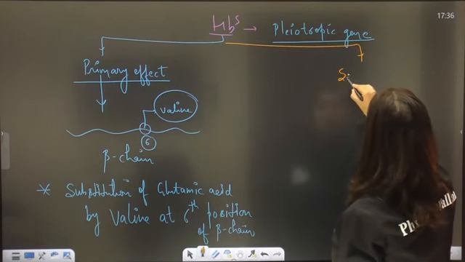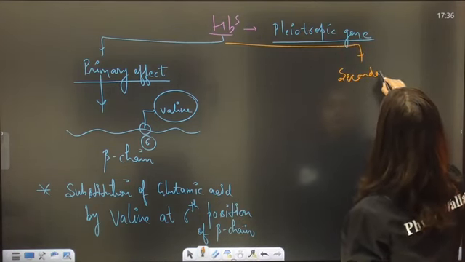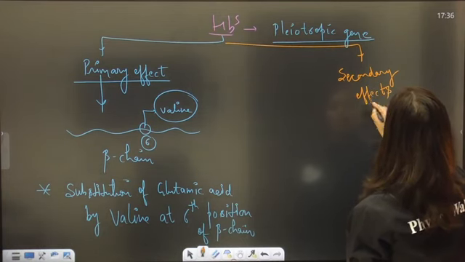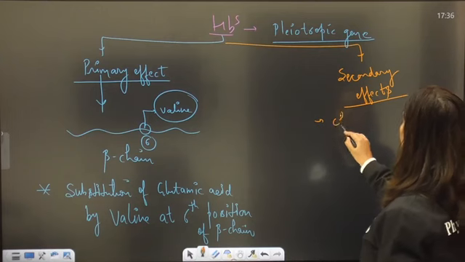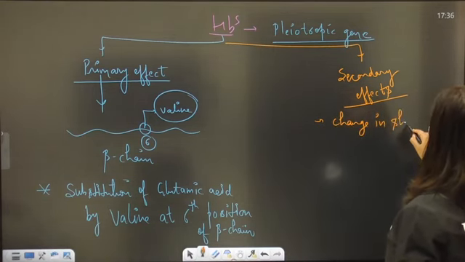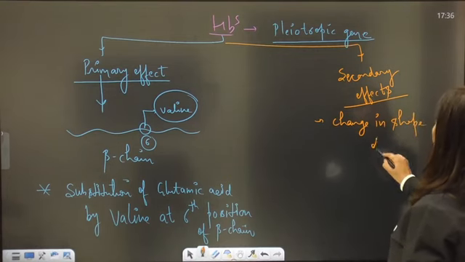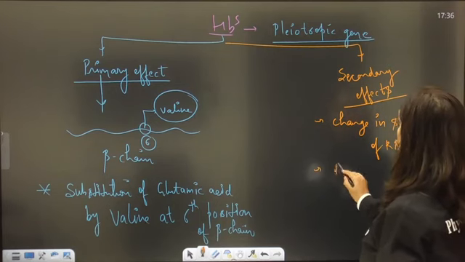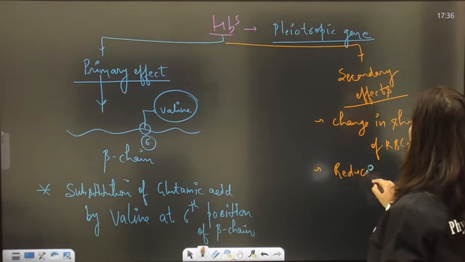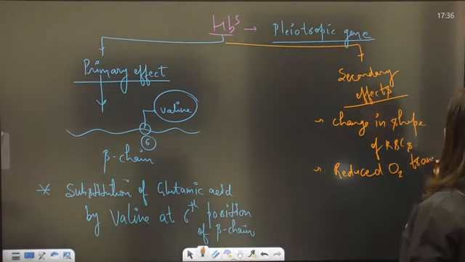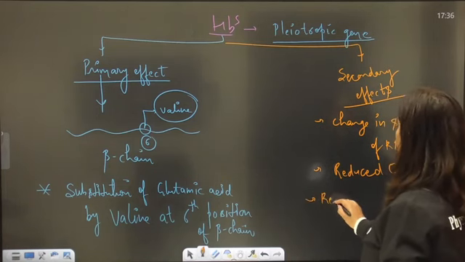So what are the secondary effects? The secondary effects are change in shape of RBC, it becomes sickle-shaped instead of biconcave, then reduced oxygen transport, physical weakness, and resistance towards malaria.